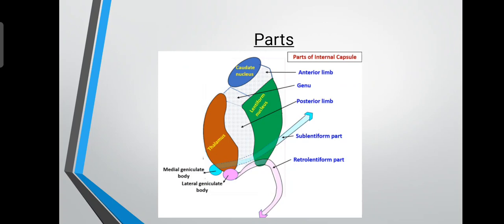The next part is the retrolentiform part that lies behind the posterior end of the lentiform nucleus. Next is the sublentiform part, the fibers of which pass below the lentiform nucleus. That's why it is called the sublentiform part and retrolentiform part.